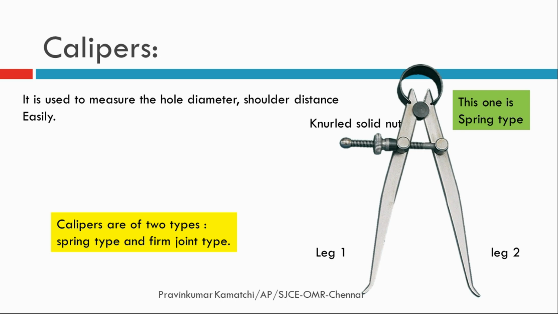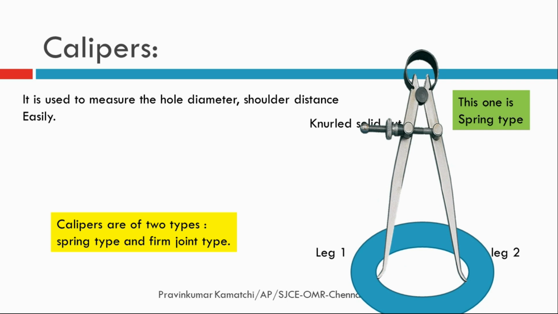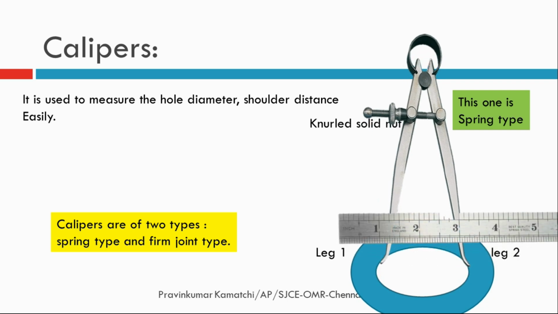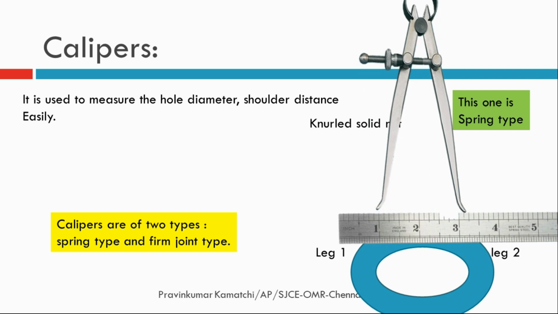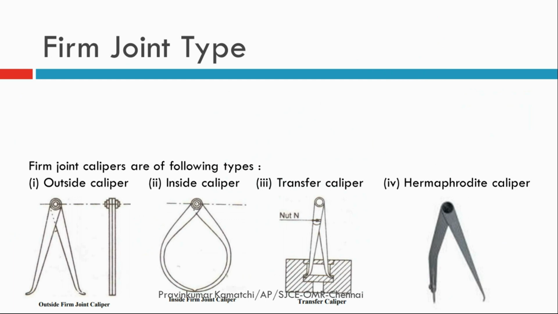This type of spring caliper is used for comparing or measuring hole diameters, distance between shoulders, or some other parallel surfaces of any dimensions. The next one is firm joint type.